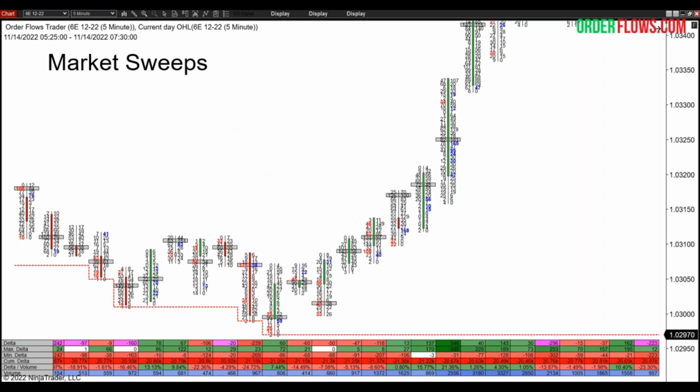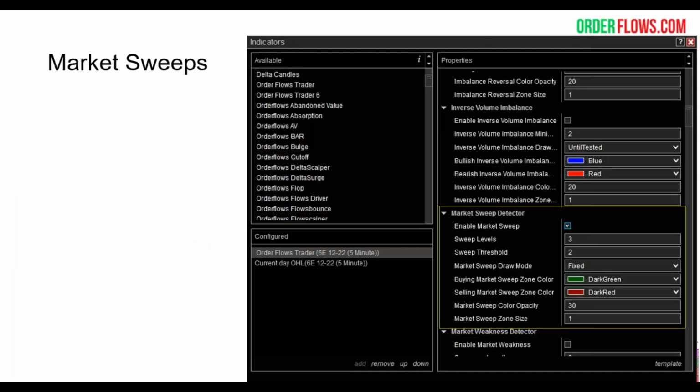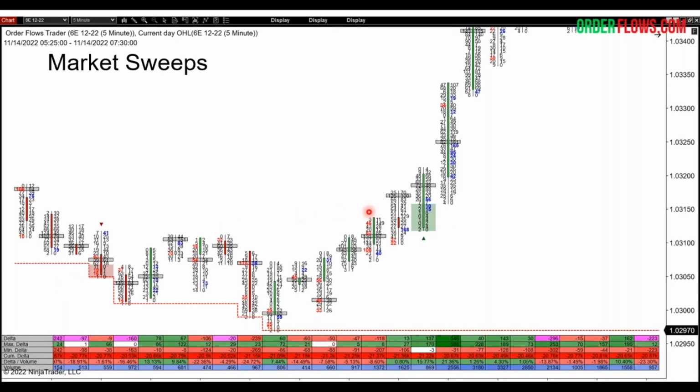So this is a Euro currency, a 5-minute chart. And you can see, the market was coming into these lows, then the market sort of went parabolic there. Well, wouldn't you like to know that there was some market sweep that went through the market? Well, if you have software like my Order Flows Trader, we have this function on here called market sweep detector. You just click it to enable it on your chart, and it will highlight to you here that there's sweeping activity taking place in the market right before it shot up.